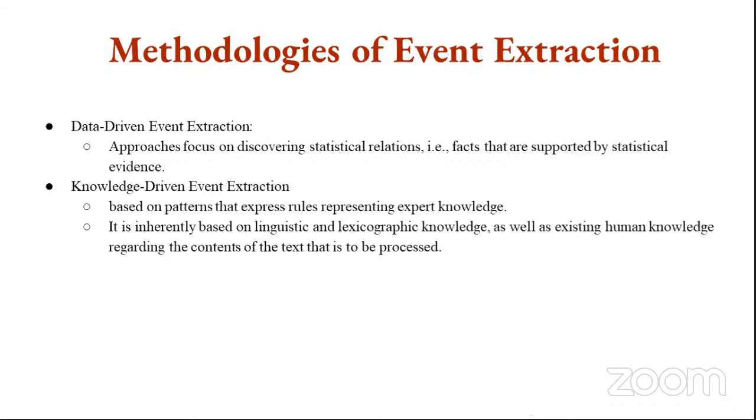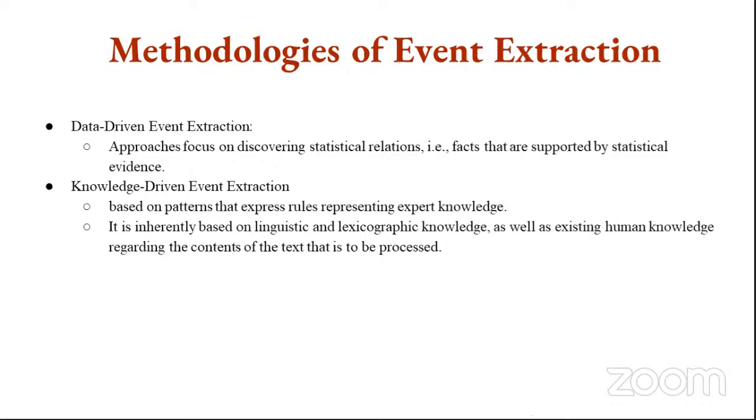So what are the methodologies of event extraction? There are mainly 2 types of methodologies for event extraction. One is called the data-driven process, and another is called the knowledge-driven process. So one is basically extracting information from the data, based on the statistical properties of the data, depending on the probability, etc. Approaches focus on discovering statistical relationships, facts that are supported by statistical evidence. Basically, we extract only those events which are statistically validated. If the data supports a particular event, then only we will extract that event.